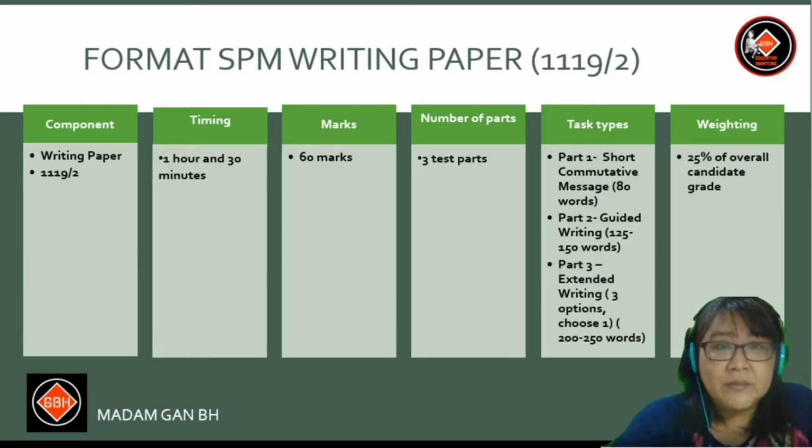You have to write about 80 words. The second part is guided writing, 125 to 150 words. And then we have part 3, extended writing task, with 3 options. You have to choose one and write 200 to 250 words. And the weighting is 25% of the overall candidate's grade.